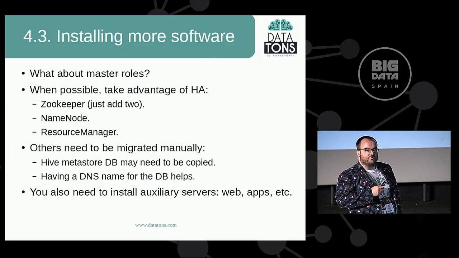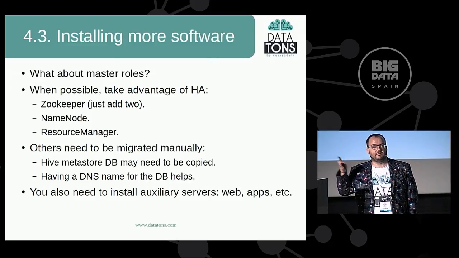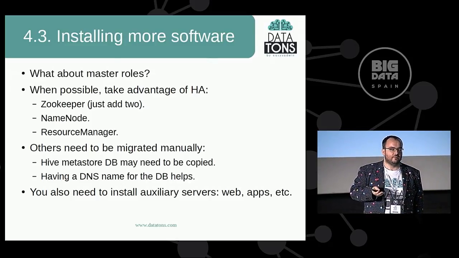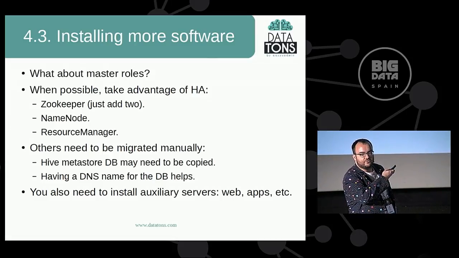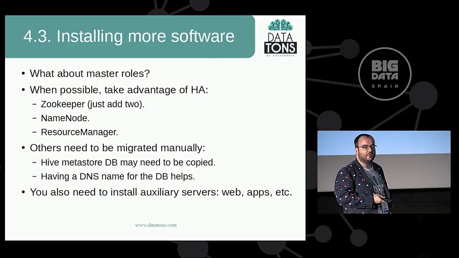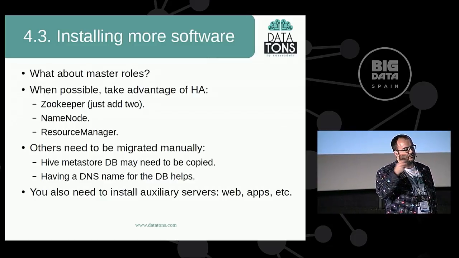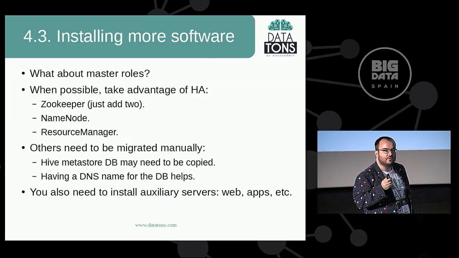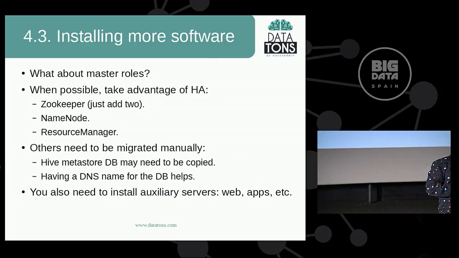What about master roles? Where possible, you just have to migrate something. You just push them also to the other side. How do you do that? If possible, just take advantage of the high availability. Zookeeper, just add 2 more nodes to the new platform. The name node, just get rid of the standby node and move it to the new platform as well. Same with the resource manager. Some of these services you will not be able to migrate so easily, okay?